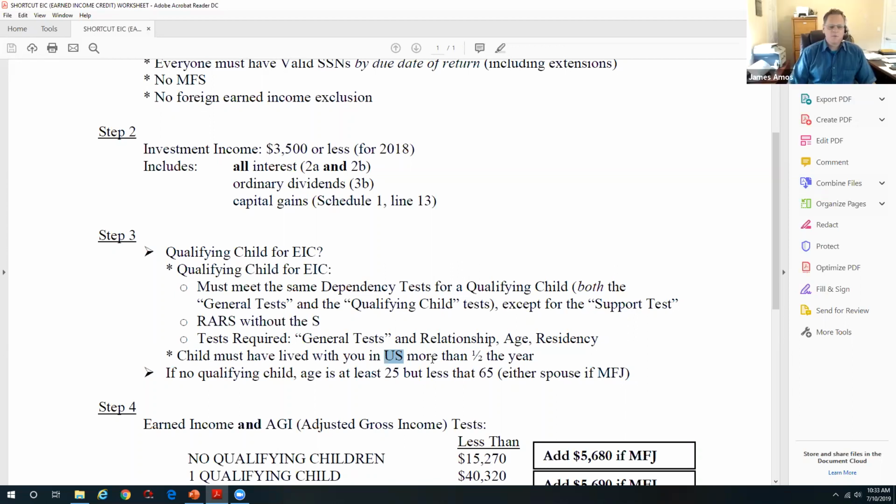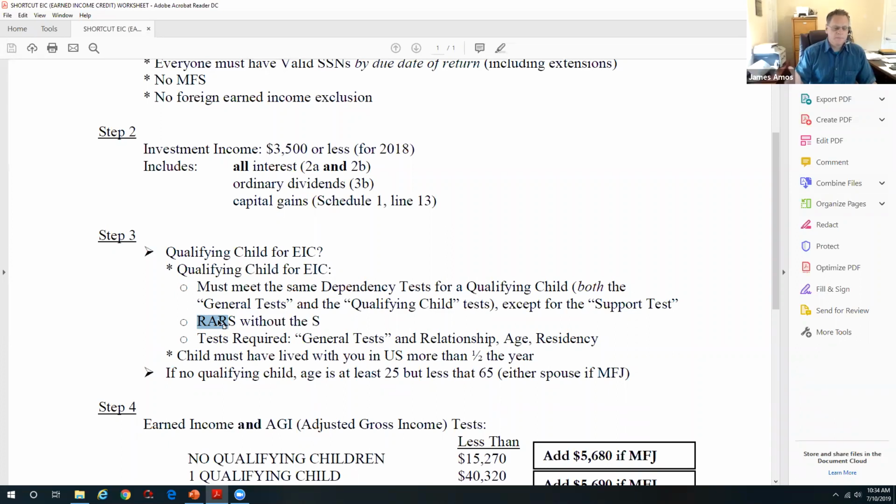What are the tests? The answer is yes, you can. But let's go through the tests literally. Let's assume that in that situation they meet all the general tests. We go into the qualifying child test, the RARS without the S. Relationship, is she your daughter still? Yes. Is she underage? I'm assuming she was underage. Yes. Residency, did she live with you? You're the custodial parent. Did she live with you for more than half the year? Yes.